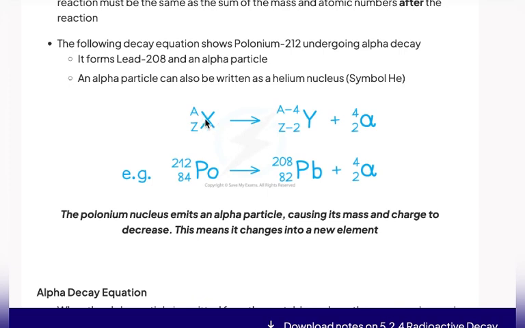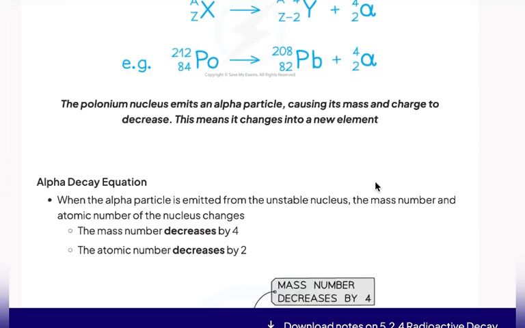For alpha decay, the mass number will lose 4, while the proton number will lose 2. But those 4 and 2 that are lost become the alpha particle. Here an example is given. You have polonium 212 with atomic number 84. When it undergoes an alpha decay, we have to subtract 4 from the mass number, so I get 208 for lead, because it became lead. And 84 minus 2 became 82, with an alpha particle. I hope we're catching up.